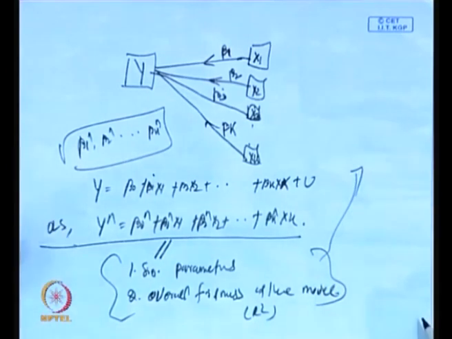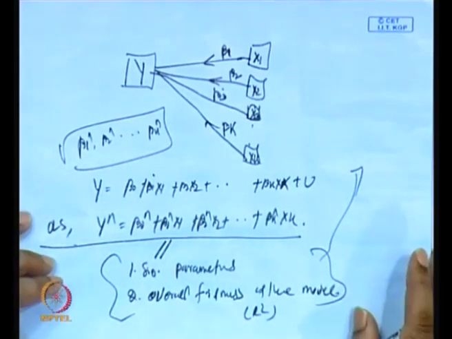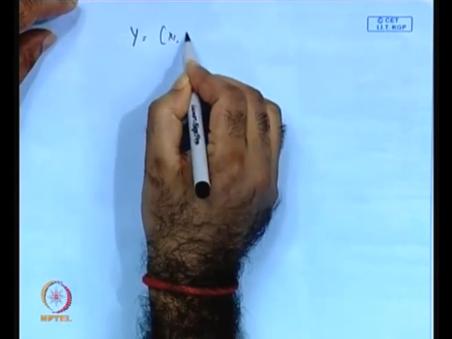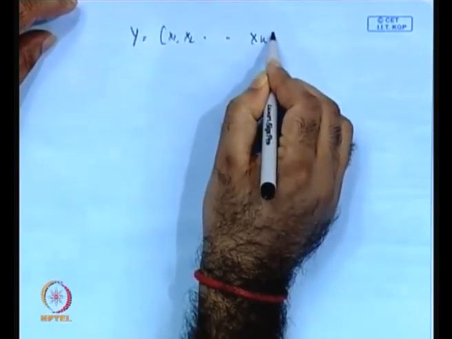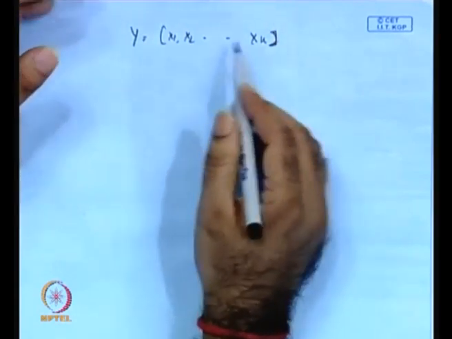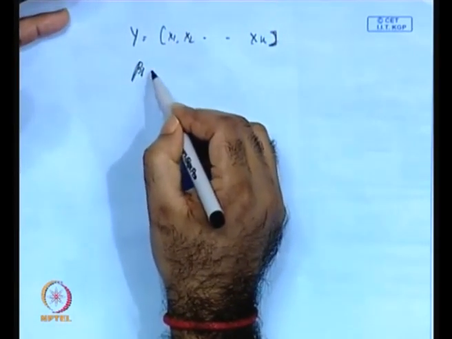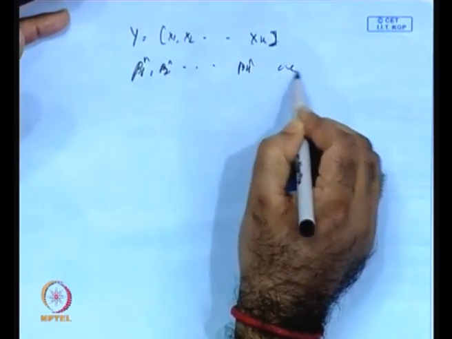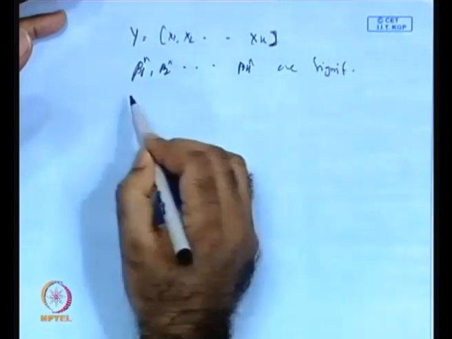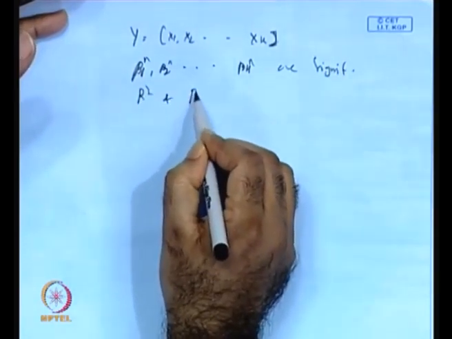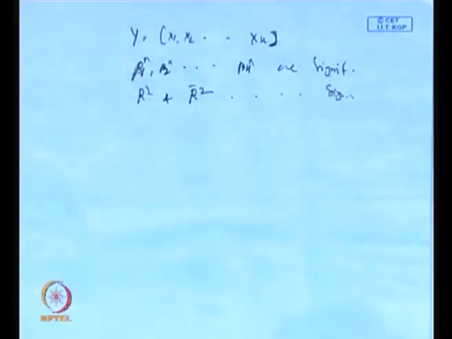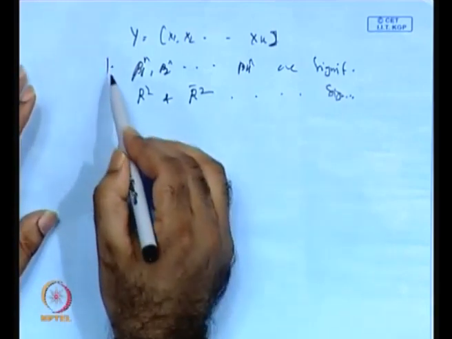we have to check the linear relationship among the regressors. That means Y is a function of X1, X2 up to Xk. So we have to check whether all these beta 1 hat, beta 2 hat, and beta k hat are significant. Then R square, followed by adjusted R square, has to be statistically high and significant. This is the one issue, this is the second issue.